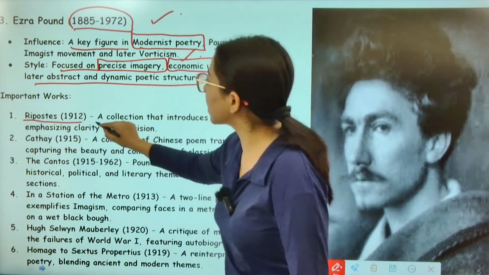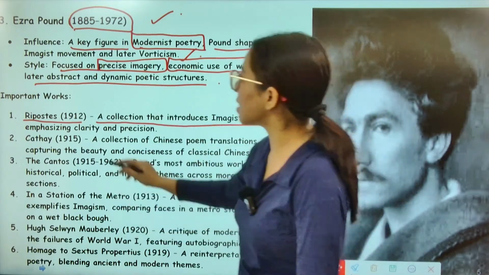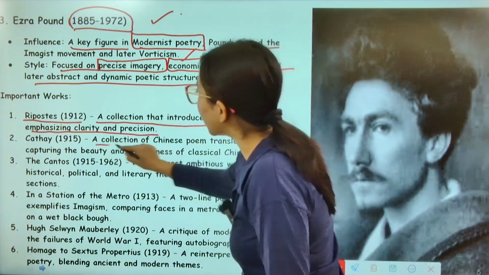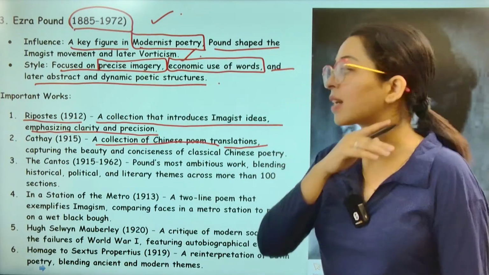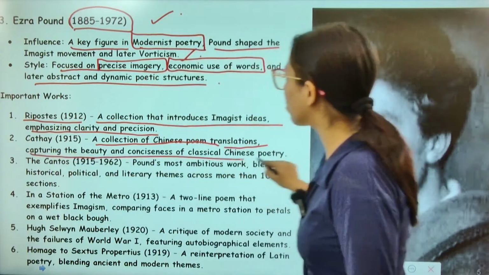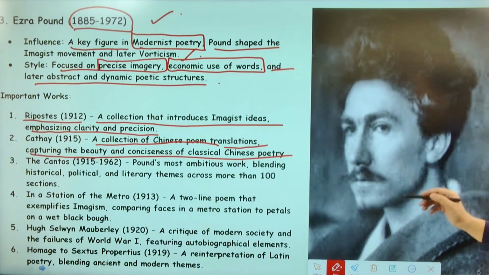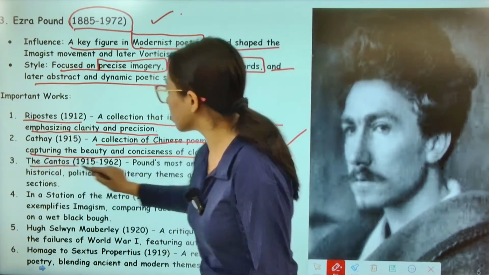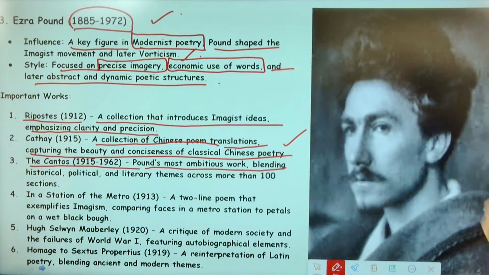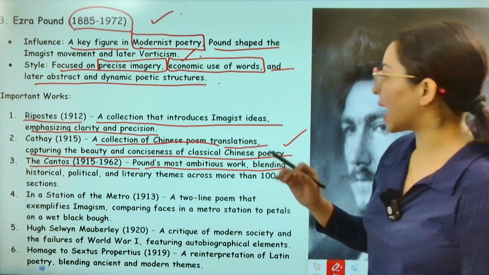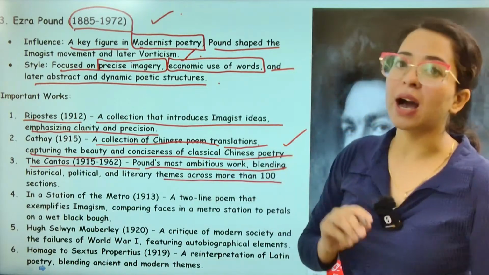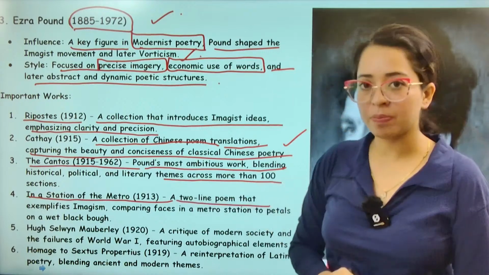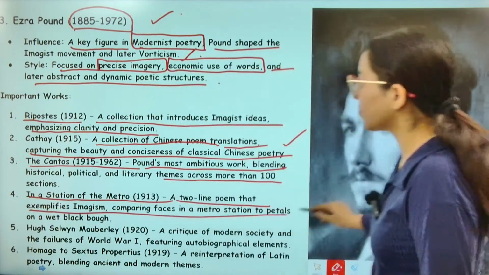Ripostes. This was a collection that introduces Imagist ideas, emphasizing clarity and precision. Cathay, 1915, a collection of Chinese poems. Chinese poem का translation था Cathay, capturing the beauty and conciseness of classical Chinese poetry. Okay, so Cathay was a Chinese collection Ezra Pound has also translated. The Cantos, okay, Pound का most ambitious work जो कि blend करता है historical, political and literary themes across more than 100 sections.